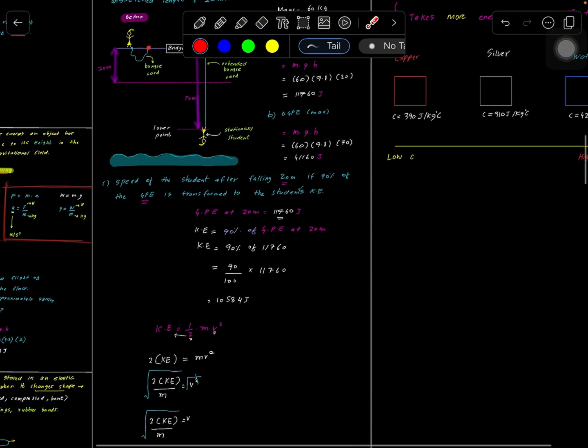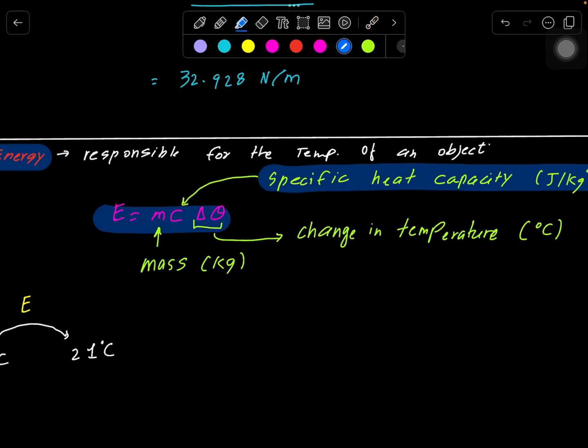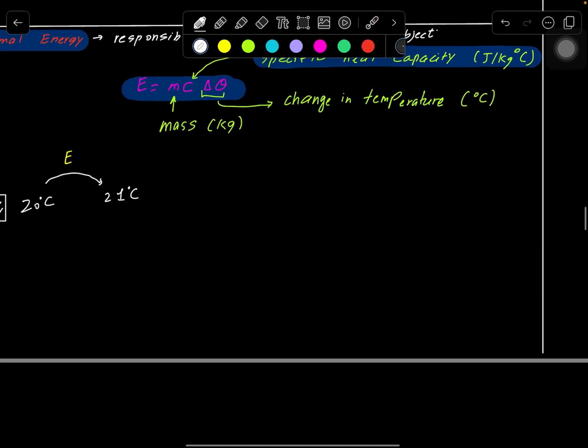Also, this equation is pretty important. MC delta theta. You should know how to rearrange the equation to find any of the unknown values. Energy in joules, mass in kilograms, specific heat capacity in joules per kilogram degree Celsius, and remember to find the change in temperature. Don't just plug in the temperature, you're required to find the change in temperature. Let's do an example question to understand how you might be required to use this formula. You don't have to necessarily memorize it because this equation will be given on your equation sheet, but you should know how to use the formula.